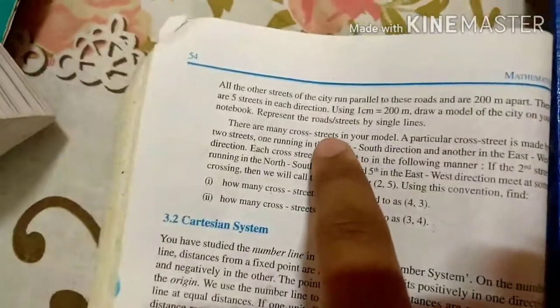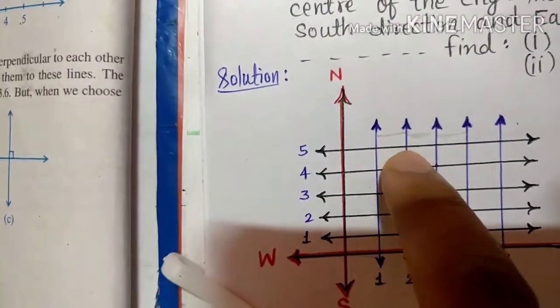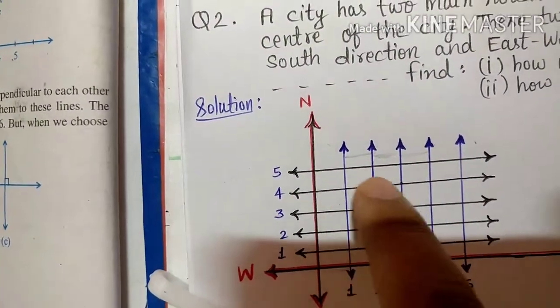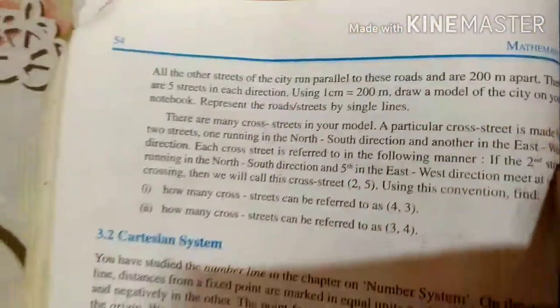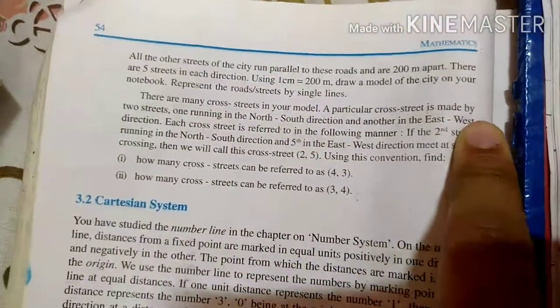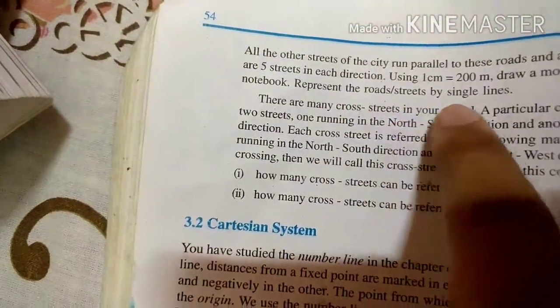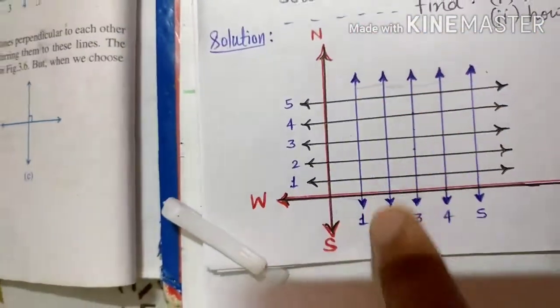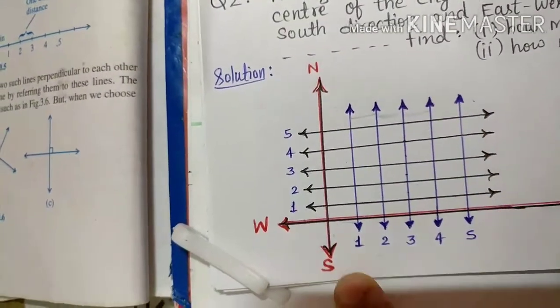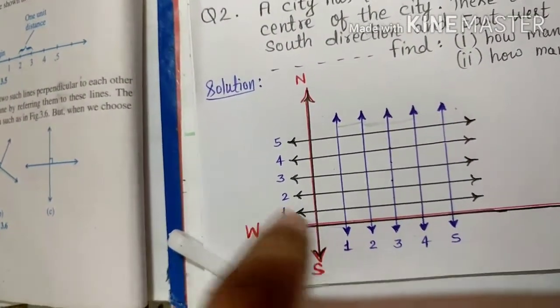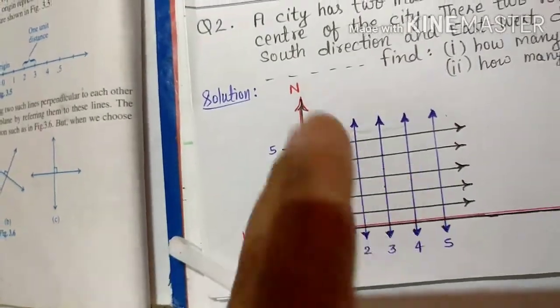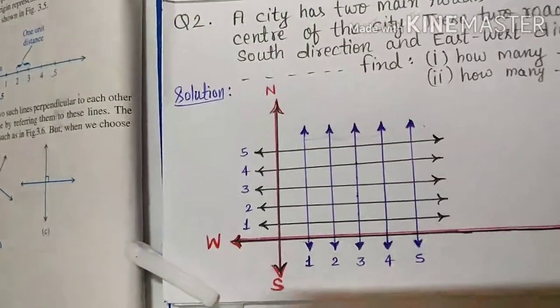Now they are saying, using 1 centimeter equals 200 meter. Already we have seen these are 200 meter apart. Then they are saying, draw a model of the city in your notebook. As we can see, we have already drawn the model of the city. Represent the roads and streets by single lines. Already we have represented them by single lines only. You can see here street 1, street 2, street 3, street 4, street 5 along the north-south and along the east-west direction.